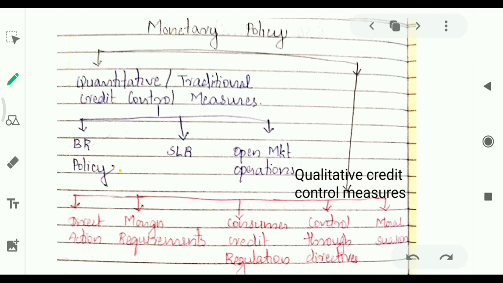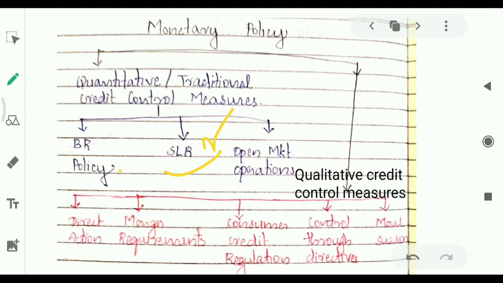Now, the second one is SLR. When it comes to SLR, it is the liquidity ratio, the amount of cash reserves which the commercial banks are required to keep with the central bank, and that is a comparatively newer method of credit control. The cash reserve ratio that is to be maintained with the central bank is otherwise called the variable reserve ratio, and it is sometimes denoted by R. Okay. And the third credit control measure is the bank rate policy.